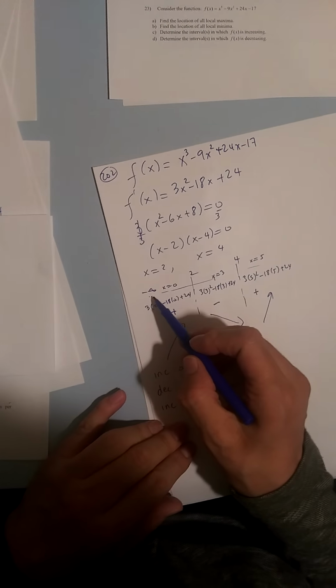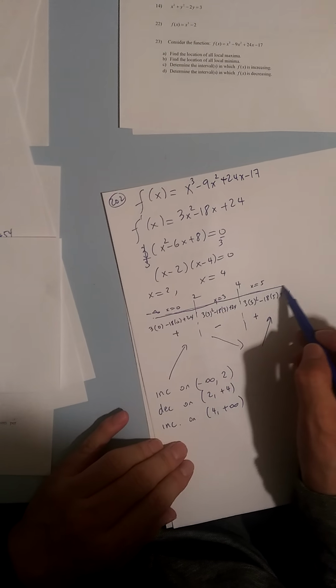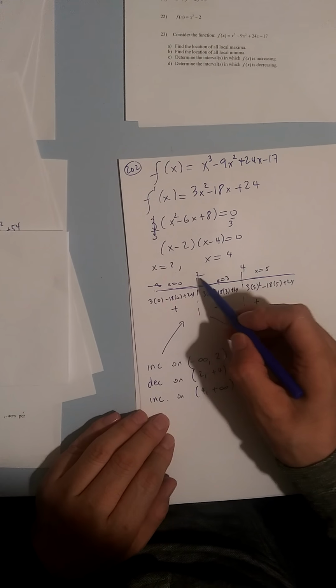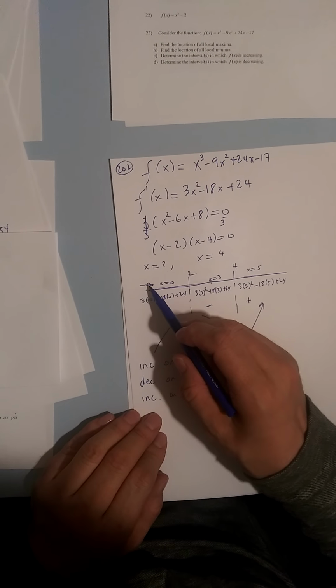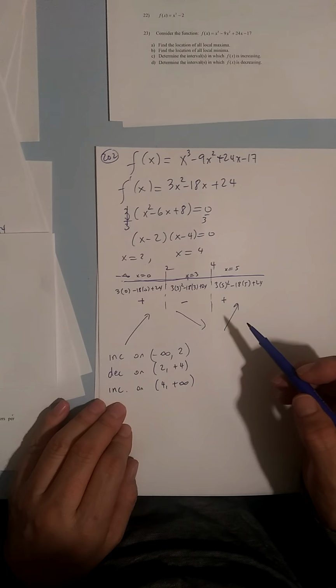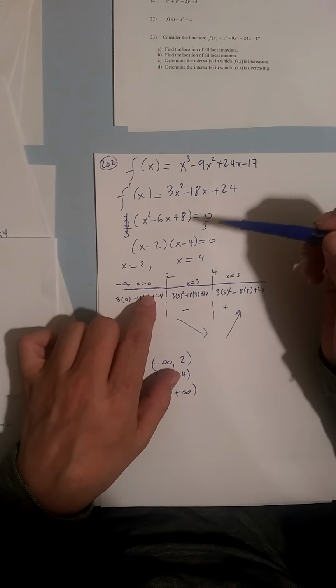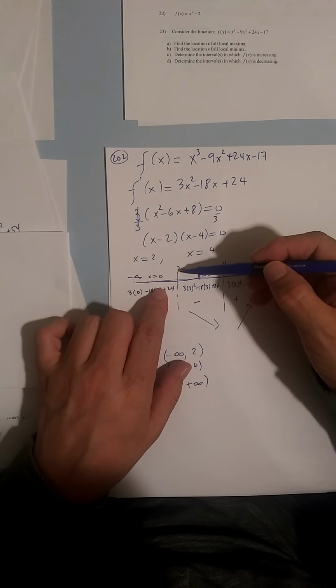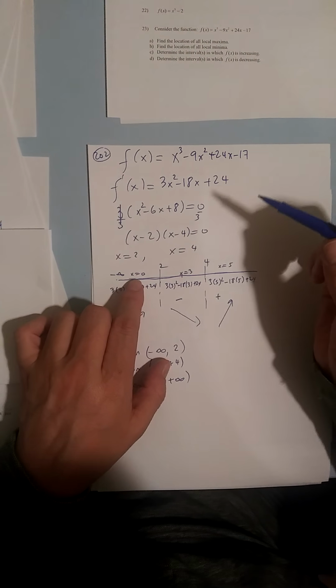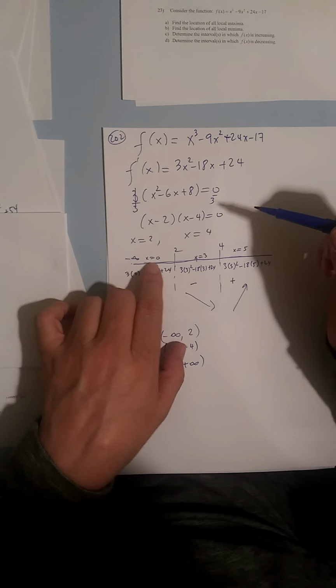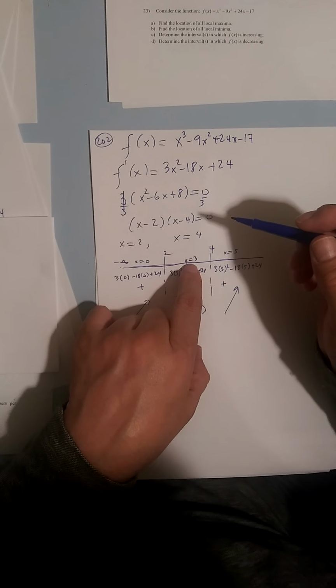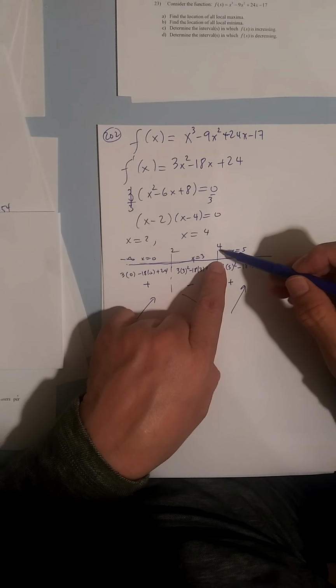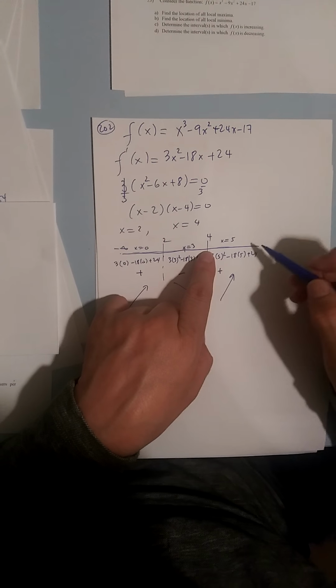Okay, here's the number line. x equals 2, x equals 4. Now we have 3 regions, 3 intervals, in which we need to pick test points. So we need to pick a point to the left of 2. I'm picking x equals 0. We need to pick one between 2 and 4. I'm picking x equals 3. And one greater than 4. I'm picking x equals 5.